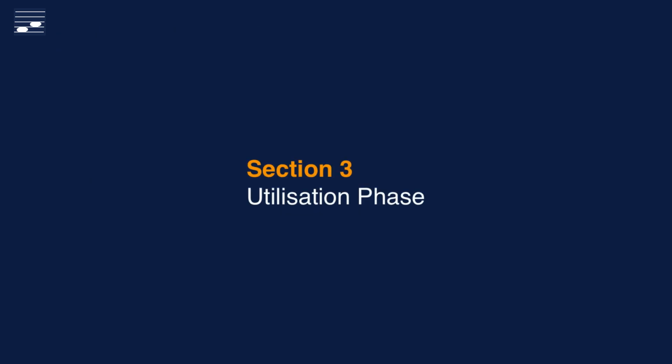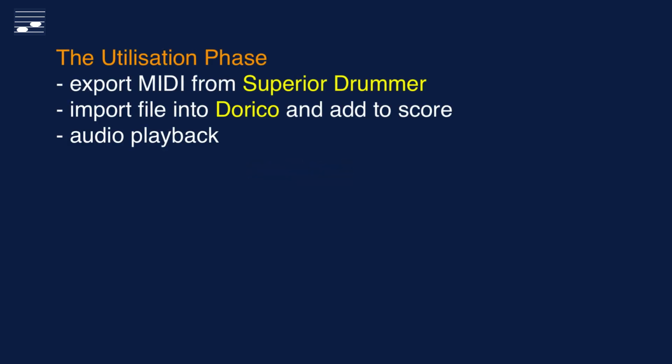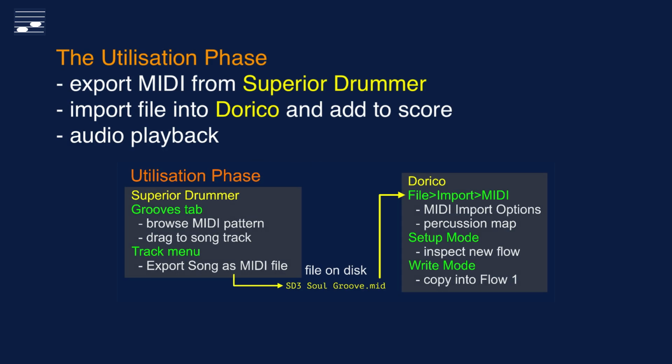Now we move to the more convenient and straightforward phase, the setup utilization. Another diagram illustrates this process, where we start with MIDI file export from Superior Drummer, then import this drum groove into Dorico and verify correct audio playback.